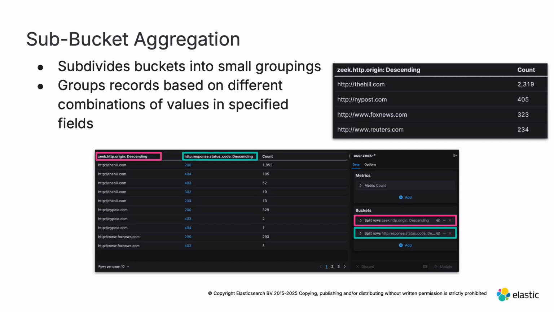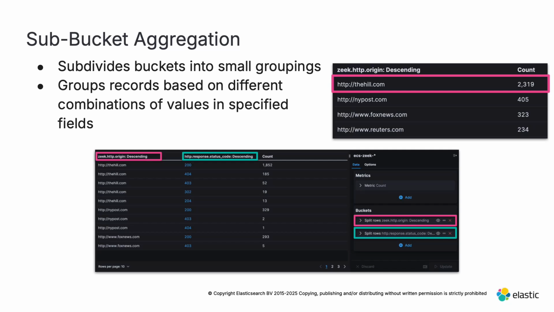Here is an example of a subbucket aggregation. Just remember, subbuckets are going to divide buckets into smaller groupings. The main bucket here would be the zeek.http.origin. That's your header of the HTTP request. This is getting the count of documents within this field. We have 2,319 documents for thehill.com.